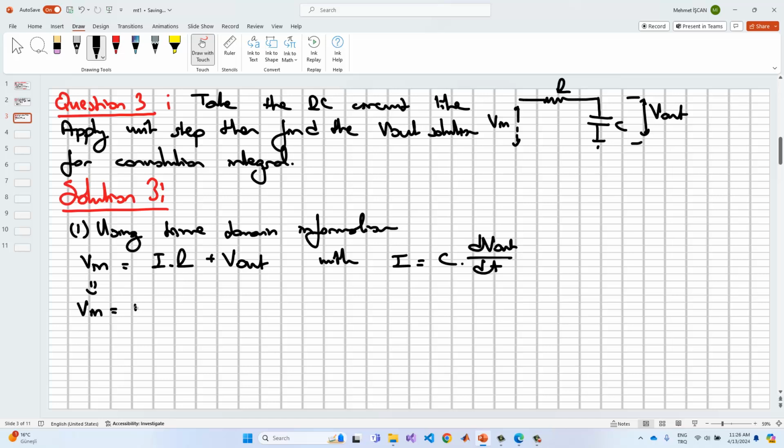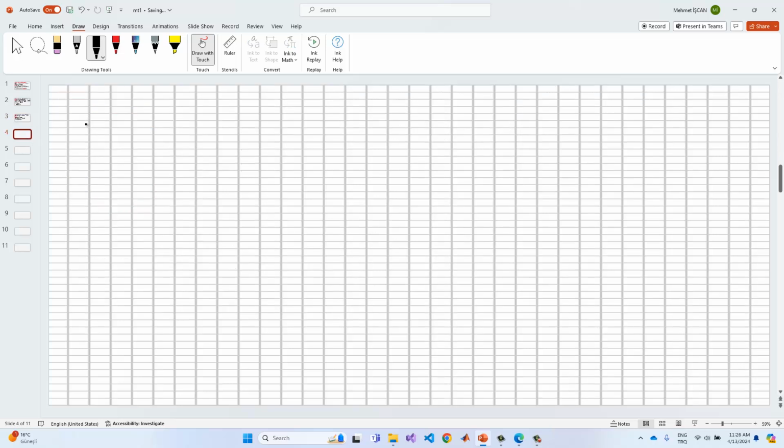V in must be equal to what? The RC dV out dt plus V out. This is the first order equation. Okay? And after that, we should continue with what? Taking the Laplace transform.